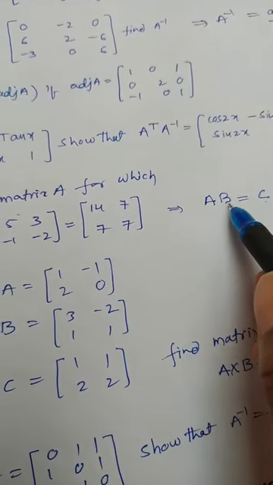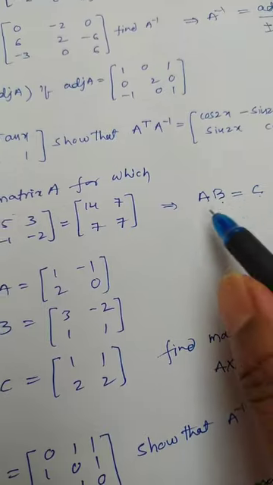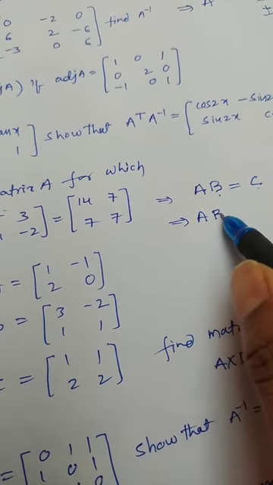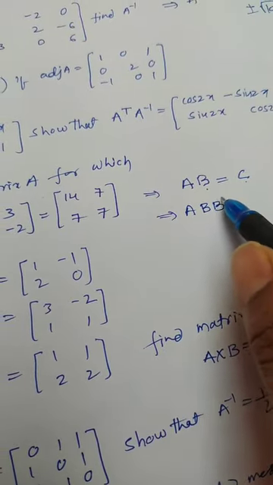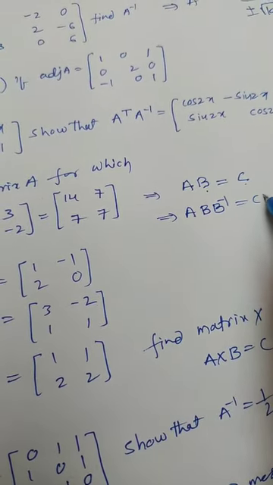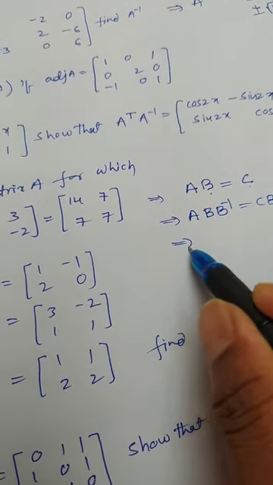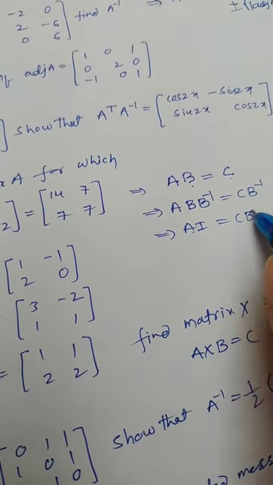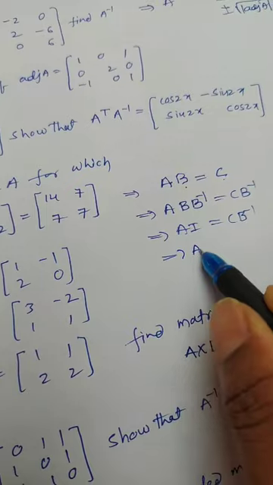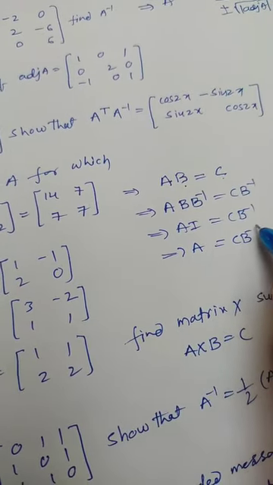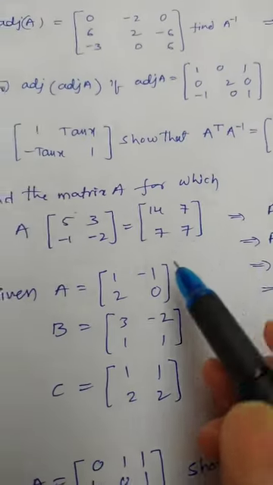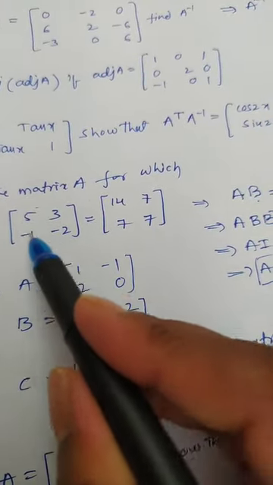Okay, so I have to send B to the right hand side. For that we have to post multiply with B inverse. I am post multiplying with B inverse, C into B inverse. So A into B inverse is identity matrix. So C into B inverse. So you will get A equal to C into B inverse. So to get A, multiply this matrix by its inverse.